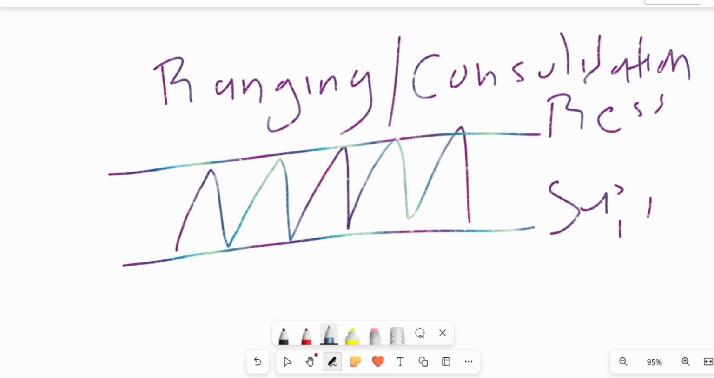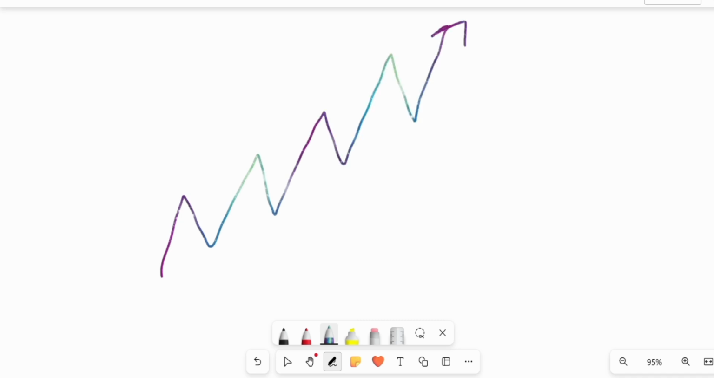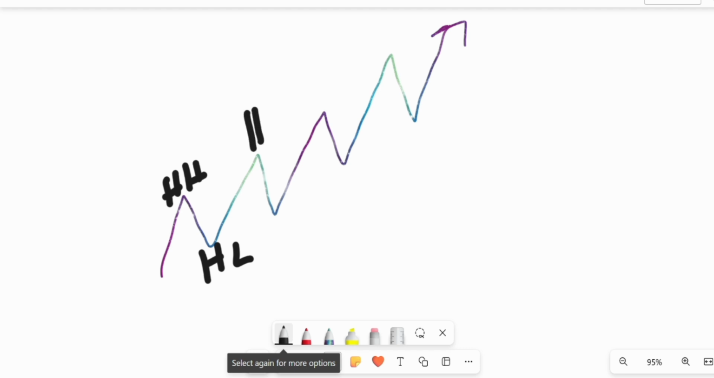And the next tip is to mark the recent break of structure. After identifying the direction of the market, you have to mark the recent break of structure. Like in an uptrend, let's draw a structure of an uptrend. If you see a series of higher highs and higher lows, you have to mark the recent break of structure. Like this was the higher high, higher low, higher high, higher low.